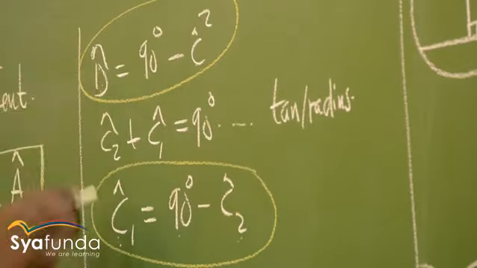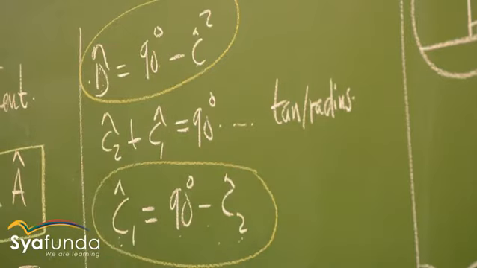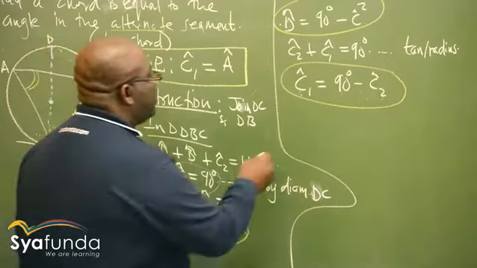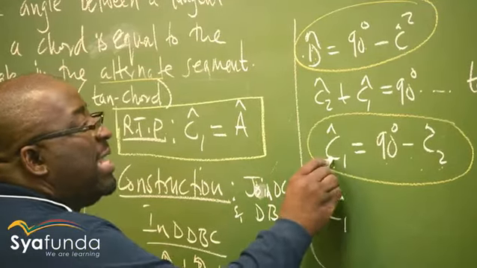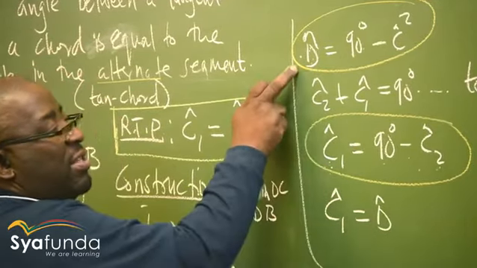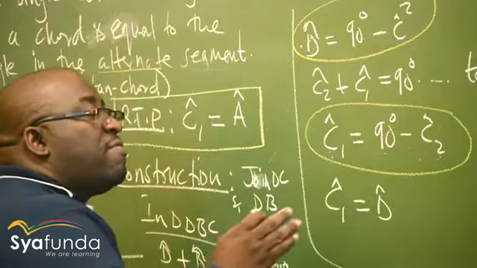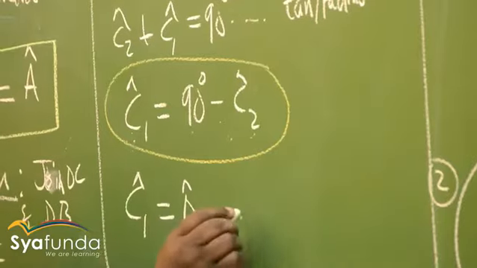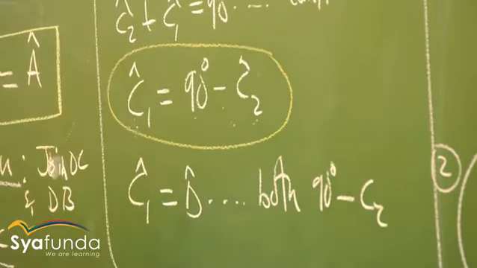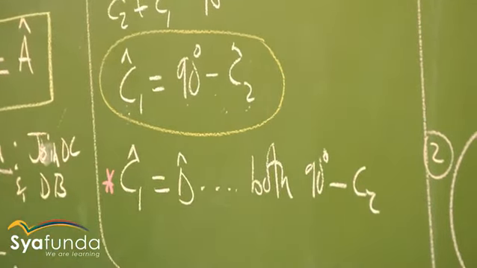What can we say about these two? These two will be the same, because both of them are equal to 90 degrees minus C2. Therefore, we can safely say that angle C1 is the same as D. Why am I saying C1 is the same as D? Because D is equal to 90 minus C2, as well as C1 is equal to 90 minus C2. Since both of them are equal to the same thing, they are also equal to each other.